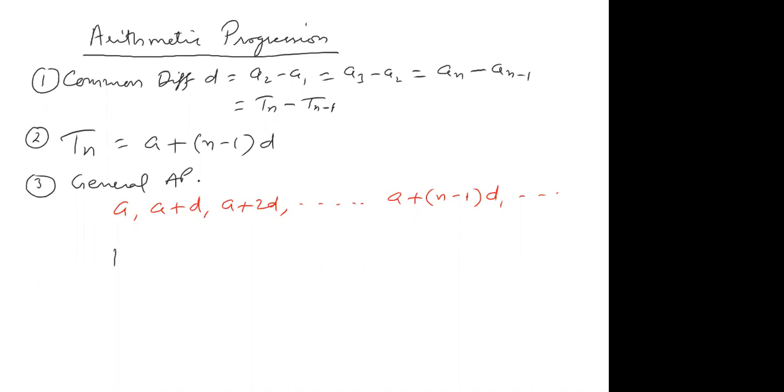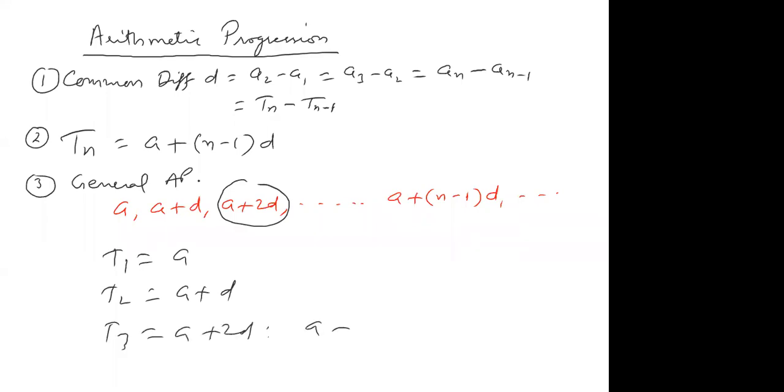Yes, there. For example, what is the third term? Third term, see here. T1 is A, T2 is equal to A plus D, T3 is equal to A plus 2D. That is A plus 3 minus 1 into D. Understood? Okay, sir. Fine, sir. So T3 means 3 minus 1. T4 means 4 minus 1. Tn means n minus 1.